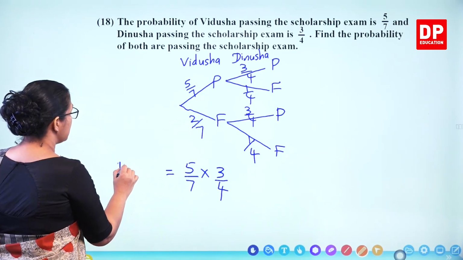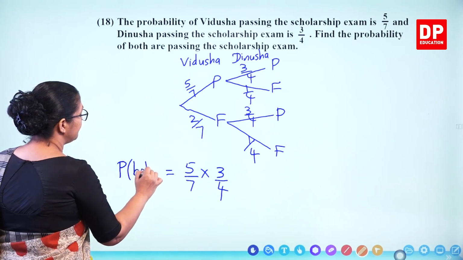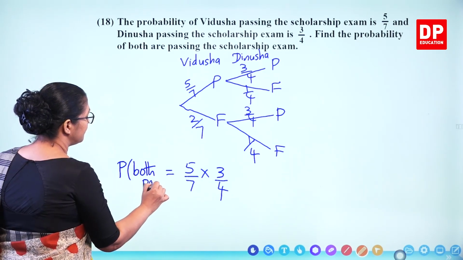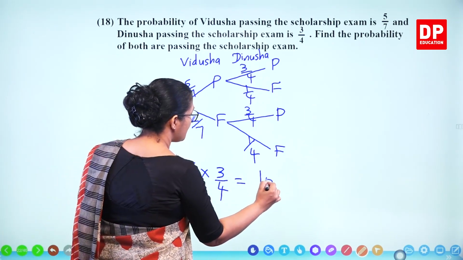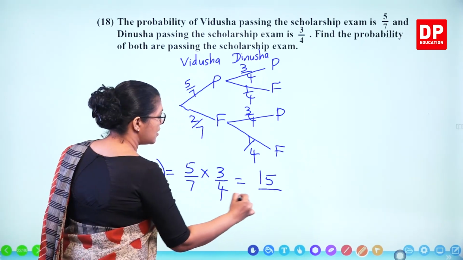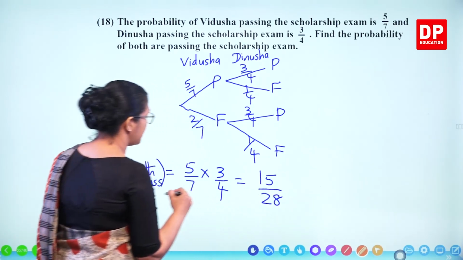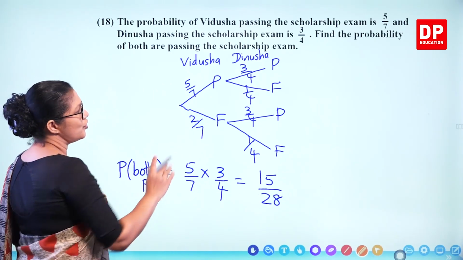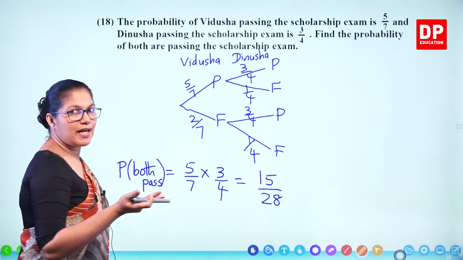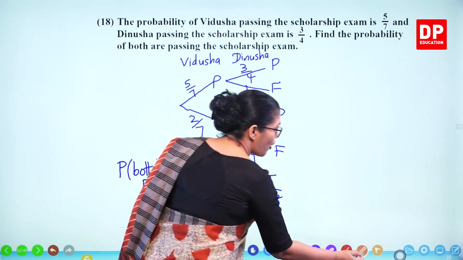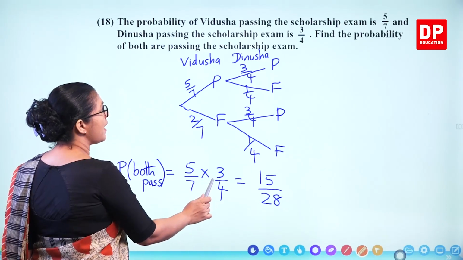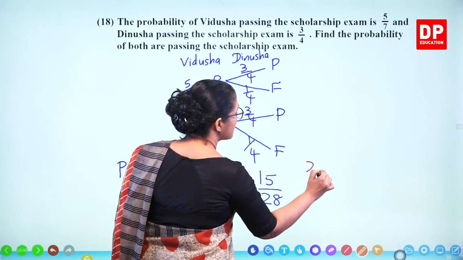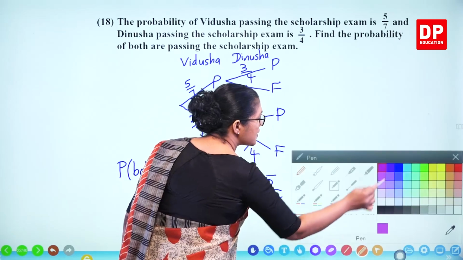So probability of both pass is equal to 15/28. So you don't need to draw this diagram, but this is for your information. I did that. You can straight away multiply. So 2 marks for this.